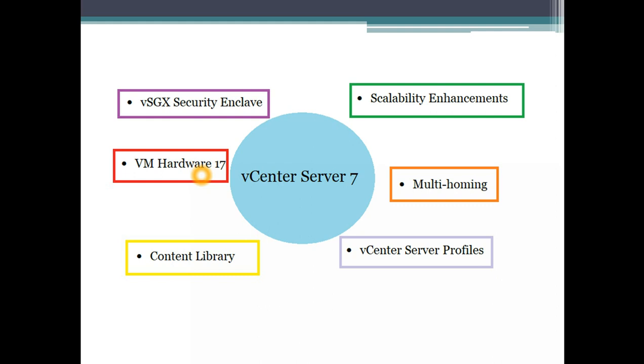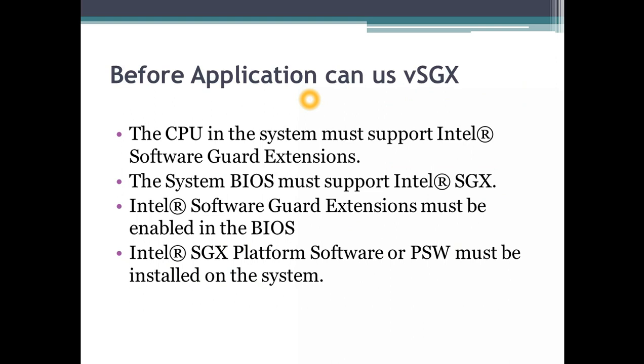Next up is another interesting topic which Intel has been developing recently, which is called Security Enclave. Before an application can use vSGX, which is software guard extensions, the CPU in the system must support Intel software guard extension. The system BIOS must support Intel software guard, which is obvious because your BIOS should support it. First of all, Intel software guard extension must be enabled in the BIOS. It's not just basically having it there, you need to obviously enable it. Intel software guard extension platform software or PSW must be installed on the system. So there is a platform software which is called PSW, and that needs to be available and installed on the system for you to be able to use this.